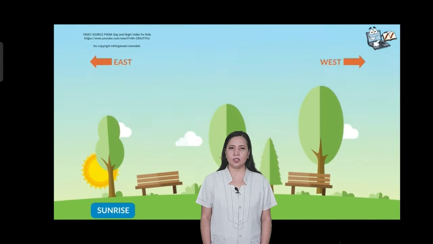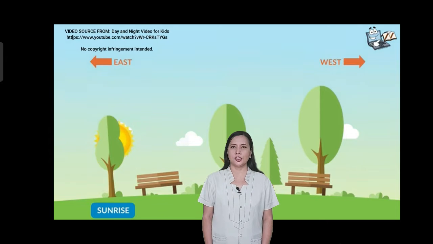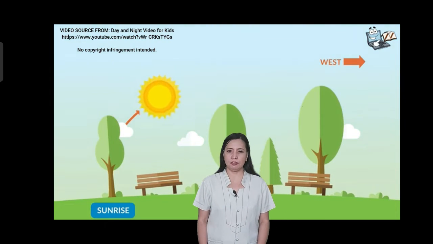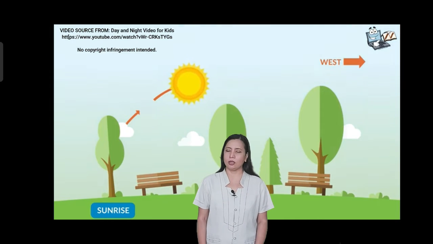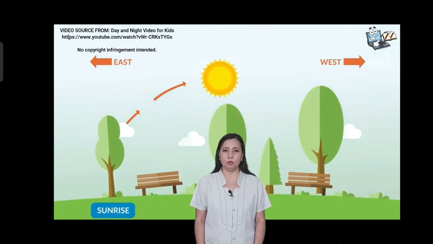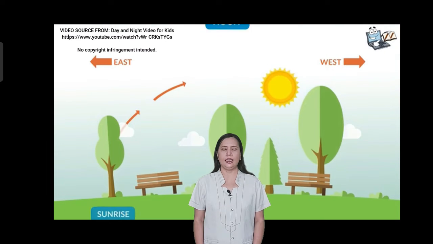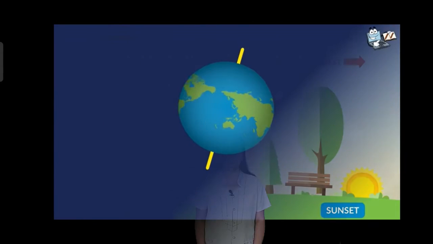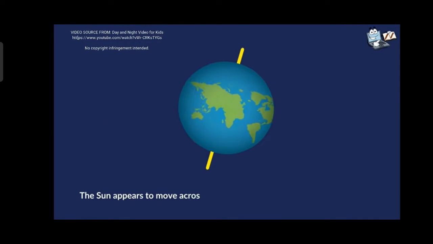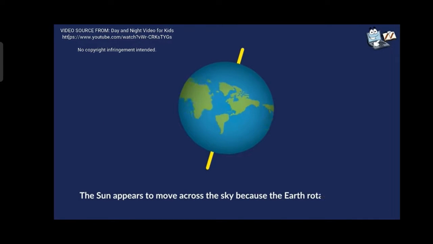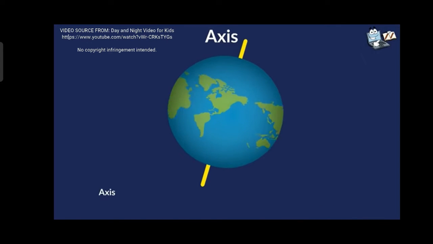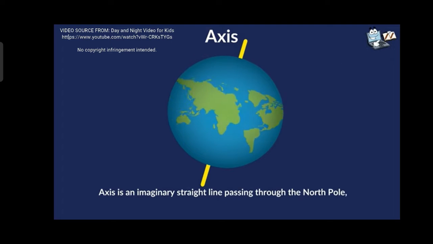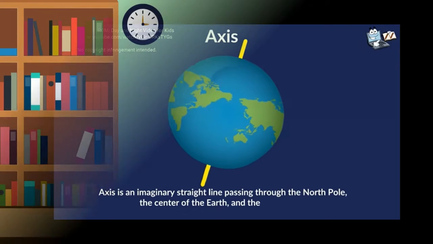Every day, the sun appears to rise in the east, travel across the sky, and set in the west. You can observe this day in and day out. But the sun does not move from east to west. Instead, the Earth is spinning on its axis. What is an axis? Imagine a line passing through the center of the Earth that goes to both the North Pole and the South Pole. We call that invisible line the axis.